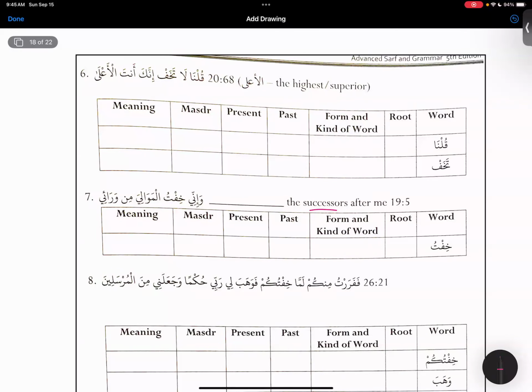Next one, wa inni khiftul mawaliya min wara'i. Inni, indeed I am. Who is talking? Zakariya alayhis salam. Inni khiftu, I am fearful, right? I have fear, I have concern about who? Al-mawaliya.